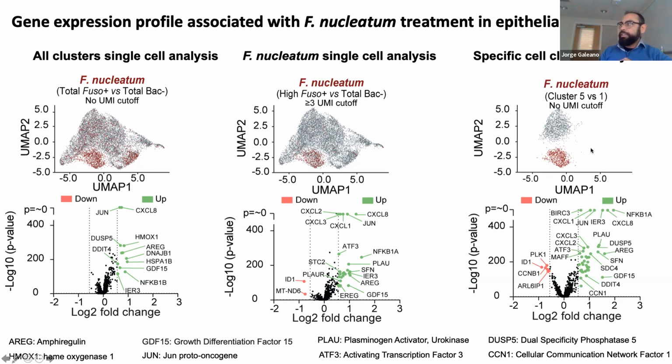What we found is that Fusobacterium promotes the expression of oncogenes like JUN and FOS, and also increased expression of chemokines like CCL3 and CCL2, meaning that Fusobacterium nucleatum can modulate the immune landscape in colorectal cancers. You can also see an overexpression of molecules that have been found in metastasis, like PLAU, CCN1, and others that are involved in the EMT process.